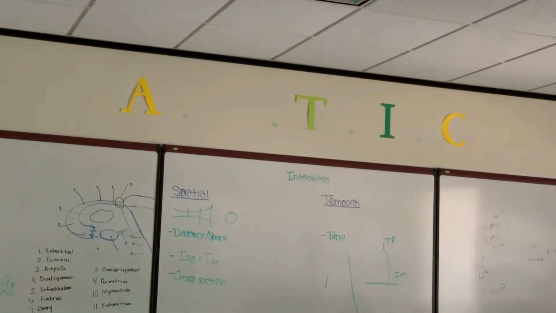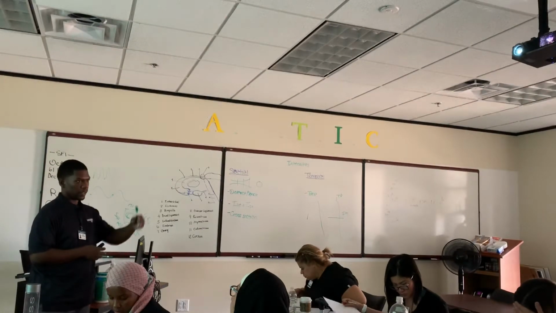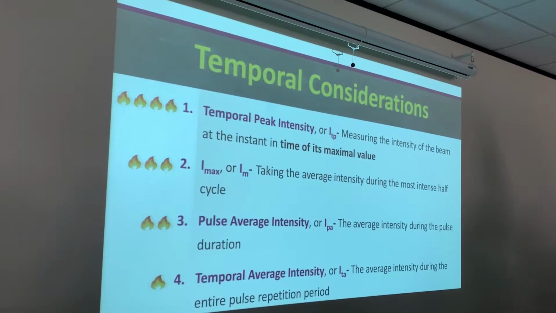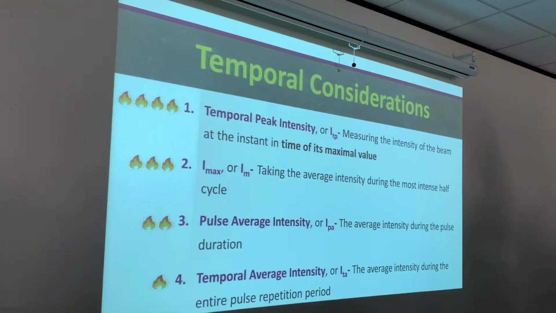The I max is taking the average intensity across the most intense half cycle. It's saying half cycle because, remember, it's a series of peaks and troughs, right? So the most intense half cycle will always be on the positive side, correct? We're talking about intensity. Across that average of that compression. Why will it always be on the positive? Because that's going to be the most intense half cycle. That's why you see it highlighted all the way around in the red, because it's taking the average of that complete compression or that complete half cycle of that beam, in time.